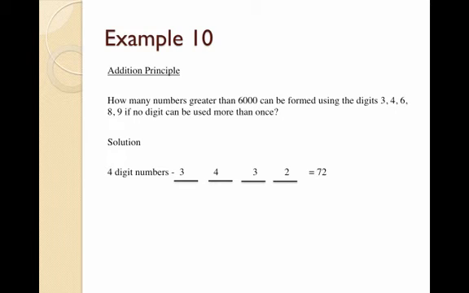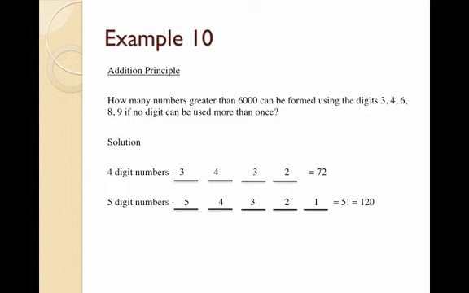However, there are 5-digit numbers also. If I want to make a 5-digit number that's greater than 6,000, I can use any one of my 5 possible numbers, followed by any one of the 4, 3, 2, or 1 that are left over. This is just 5 factorial, which is 120.